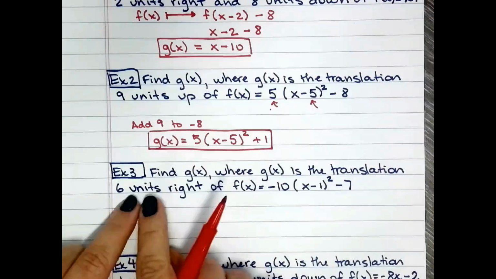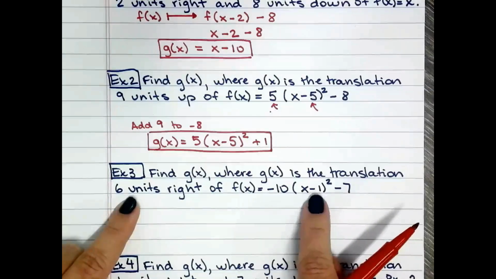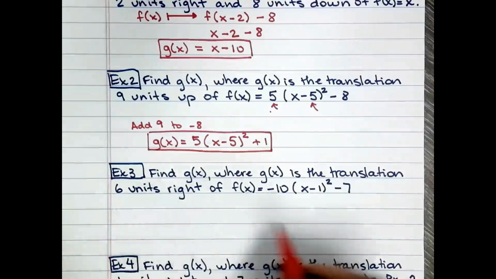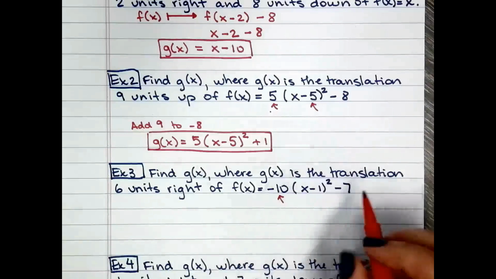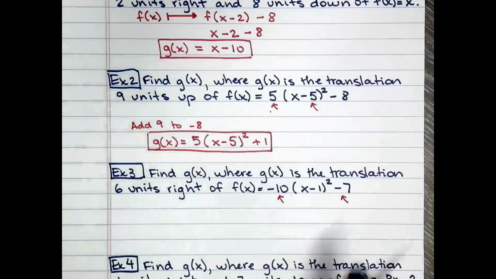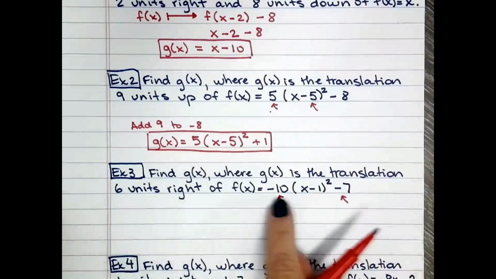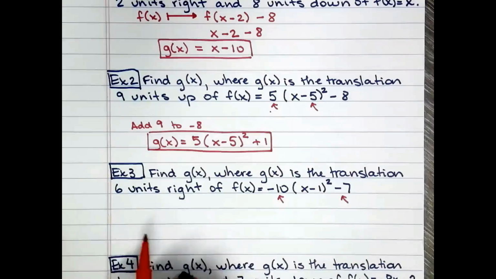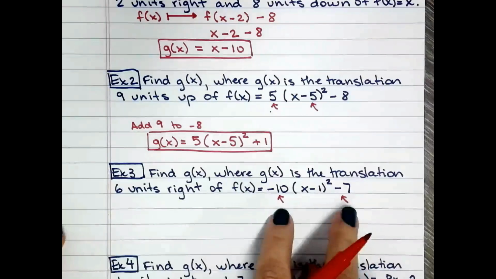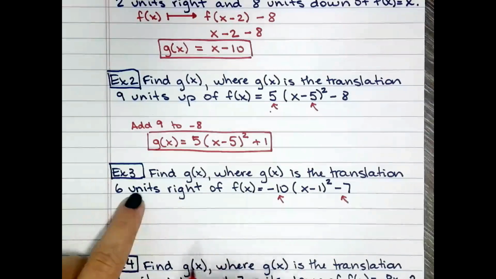Next one, we're translating 6 units right of this function that is not starting at the origin. So here we go. It's not talking anything about the vertical stretch, and it's not talking about vertical translation. So this moves up and down. This is the stretch or compression, in this case, stretch. So these guys don't change. The only thing we're changing is the right and left.